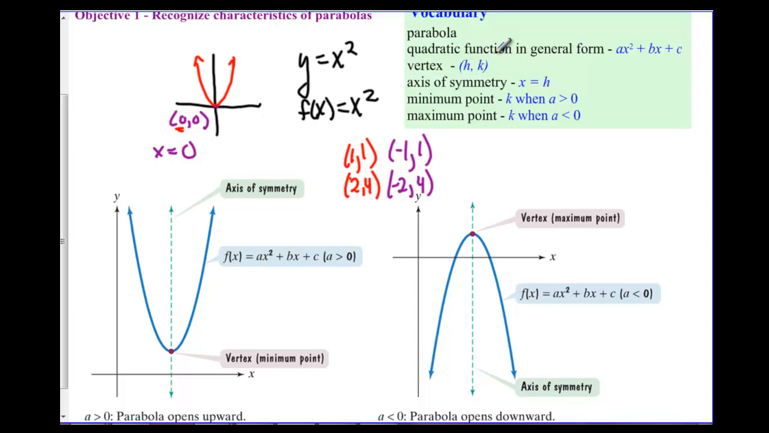One of the other things to make a note of is that they're calling the vertex h comma k. That's still your xy coordinate, but they're using h and k because that's going to be really helpful in some of the next formulas. So instead of calling it x1, y1, because we've already used that for other stuff, it's h and k.